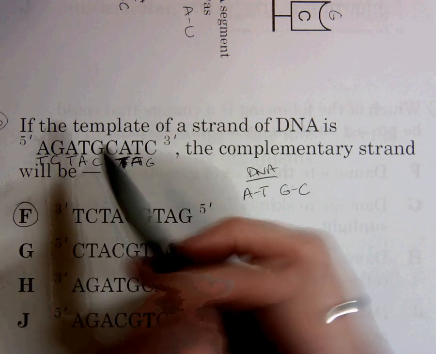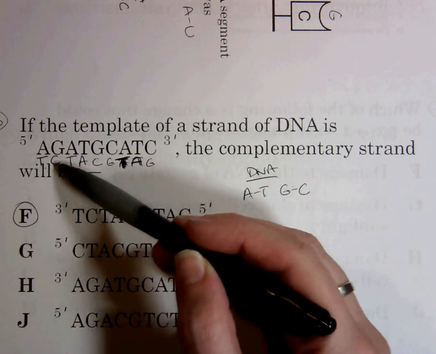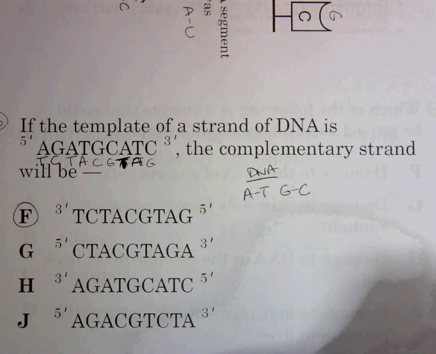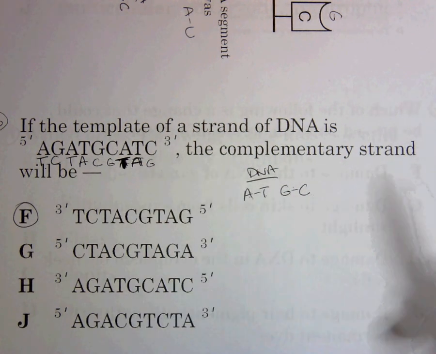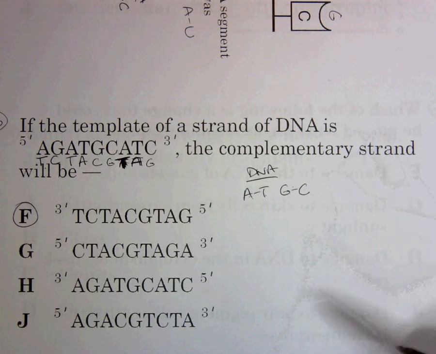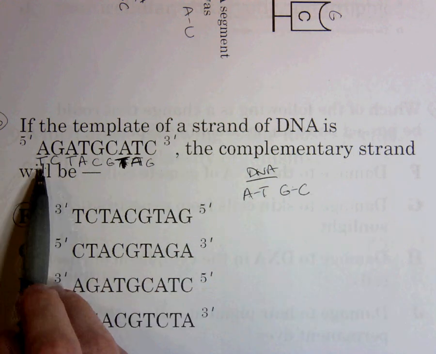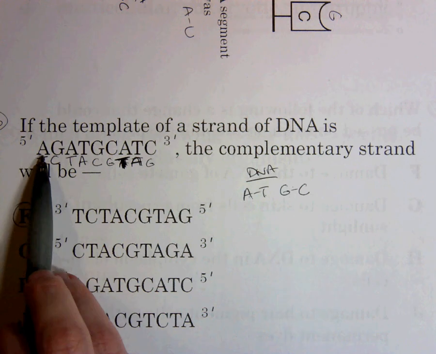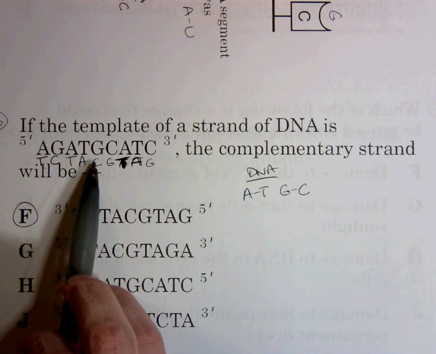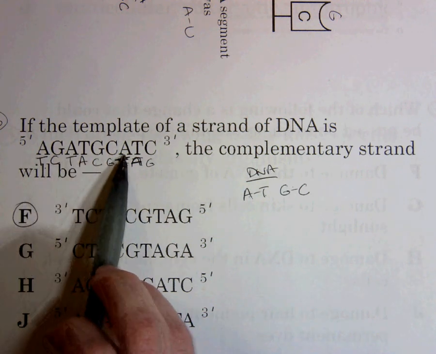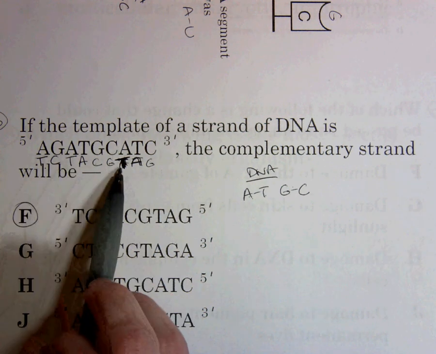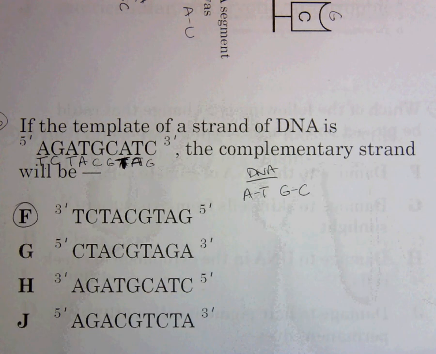Okay, so Arlington, Texas, Go Cowboys. A always pairs with T, G with C. It's that easy. Had it asked me for the complementary RNA strand, all of these T's would have just been replaced with U's. So it would have been U, C, U, A, C, G, U, A, G. So any place I had a T, I would put a U instead for RNA.